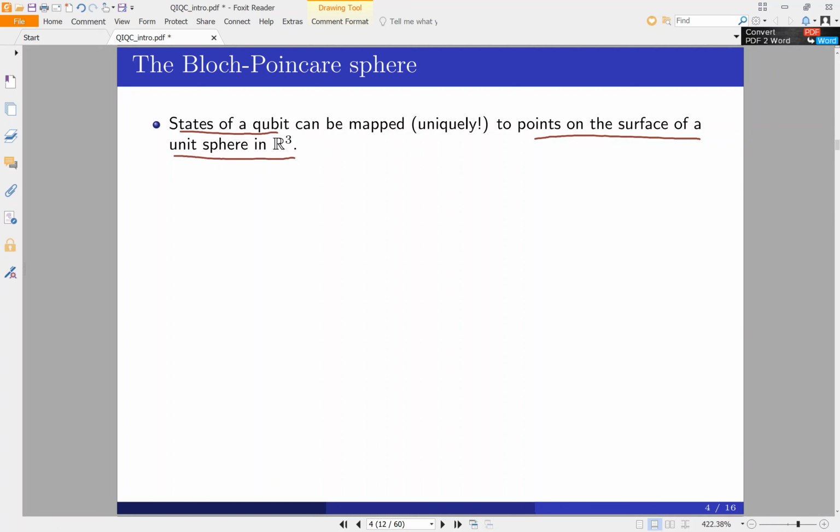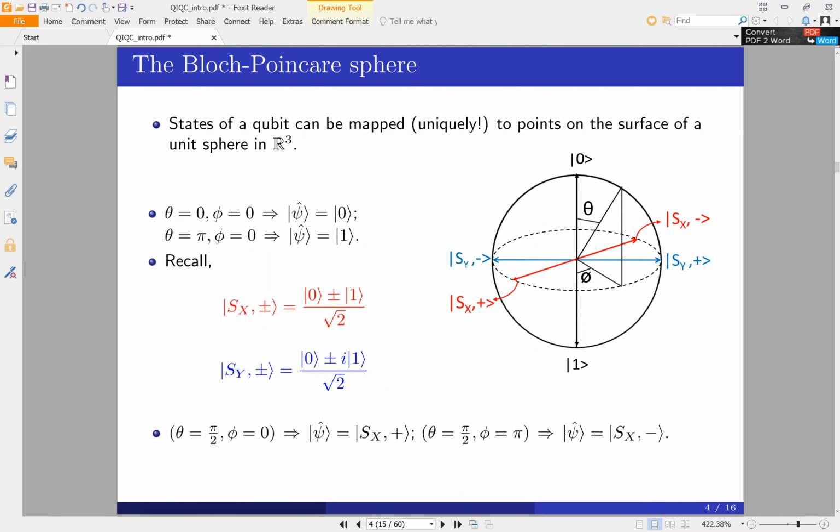And this is a very familiar object to us, and so now we can start identifying different qubit states on this sphere. This unit sphere is what is called a Bloch sphere. I have this picture out here. This should be called the Bloch-Poincare sphere, often just referred to as the Bloch sphere.